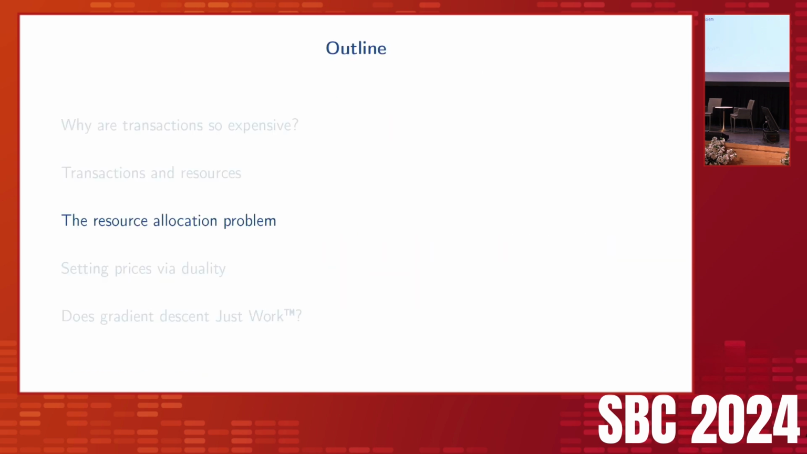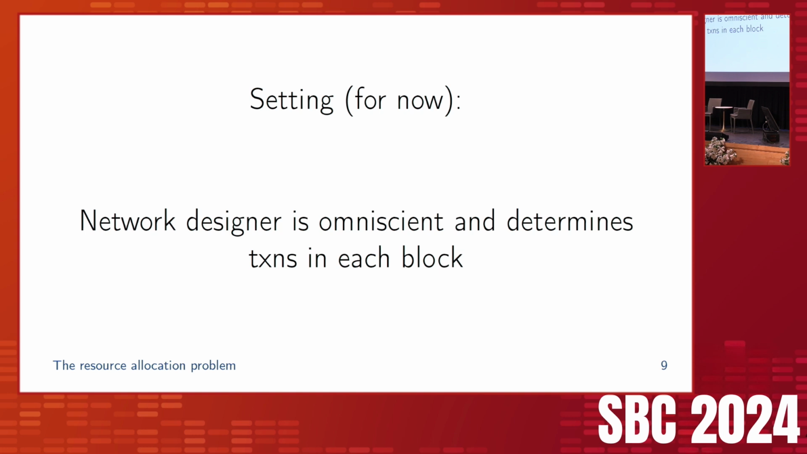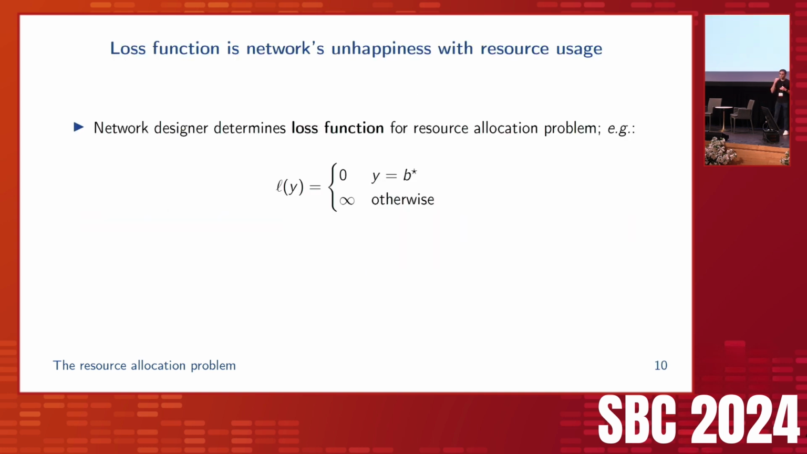Okay, so let's look at the resource allocation problem, which is this optimization problem. The setting for now is we're going to have an omniscient network designer who's going to be able to pack the blocks themselves. Of course, this is stylized, but we'll see that if you set prices correctly, then in effect, we're doing this in a decentralized way. So the first ingredient we need is some type of loss function.